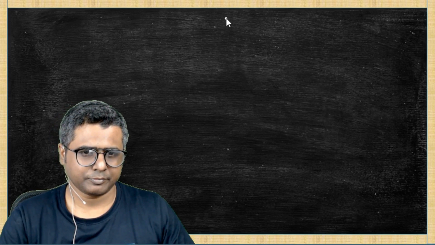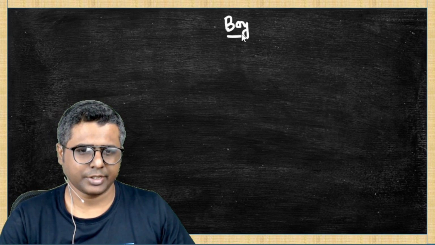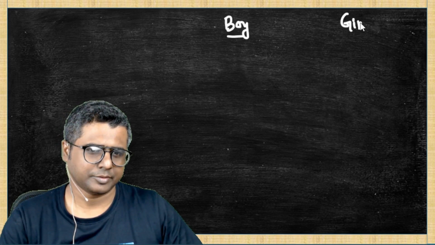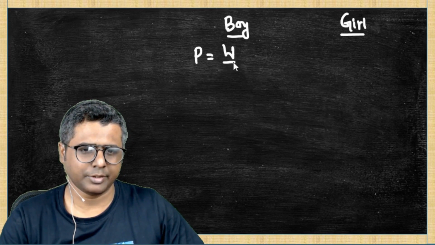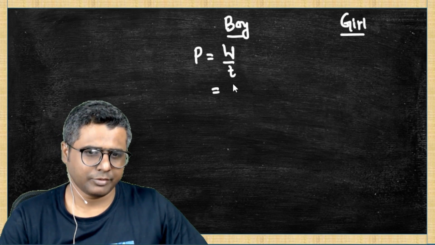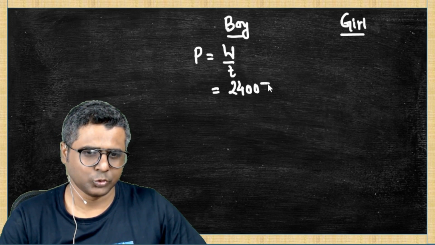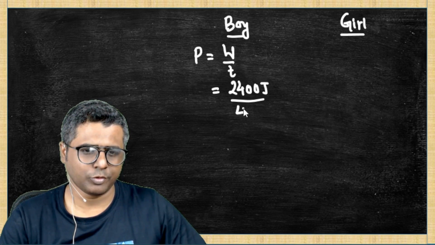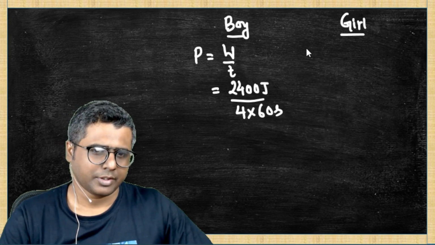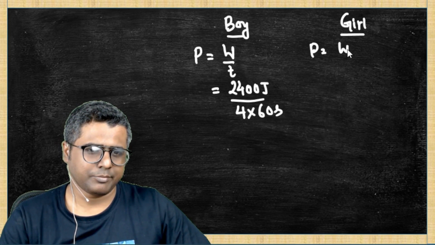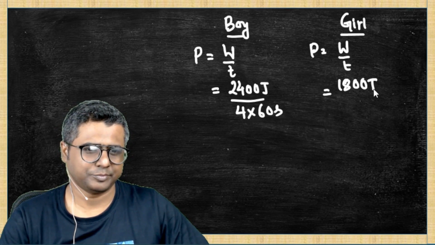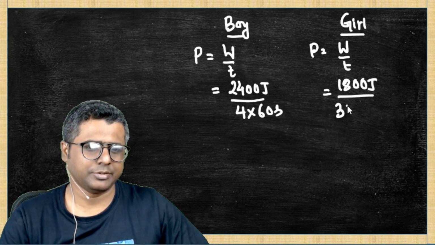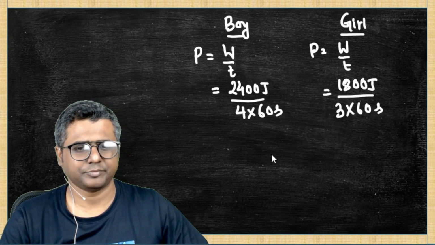So again I'll write boy and girl. Power is work done by time. So here work done is 2400 joule, time is 4 minutes, so I'll write it 4 into 60 second, and here the power will be same, work by time, but here it is 1800 joule divided by 3 into 60 second.